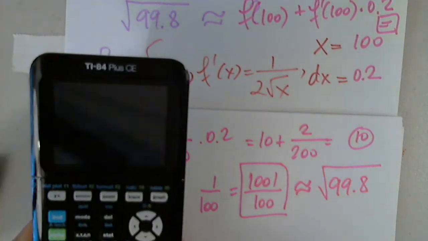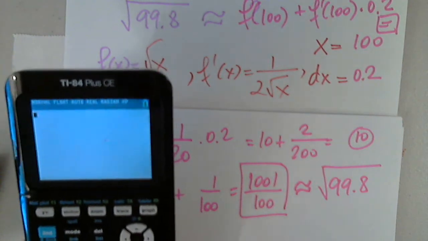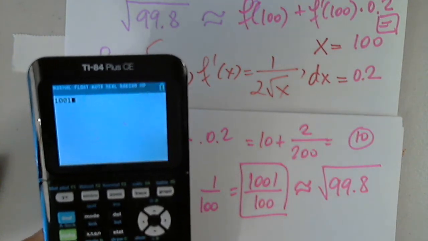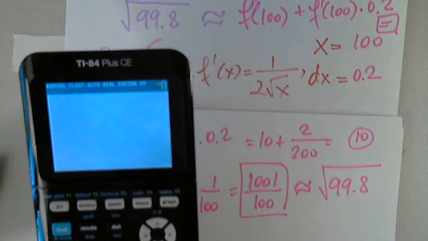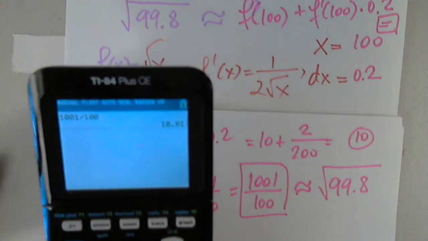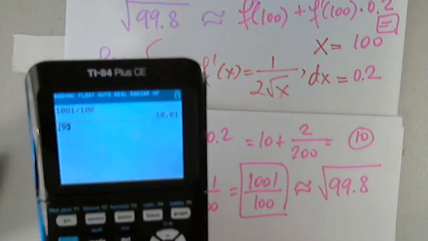You had no idea. So 1, and you know what that is, right? Divided by 100, I don't have to divide it, but I just wanted to show it to you here. And the square root of 99.8.